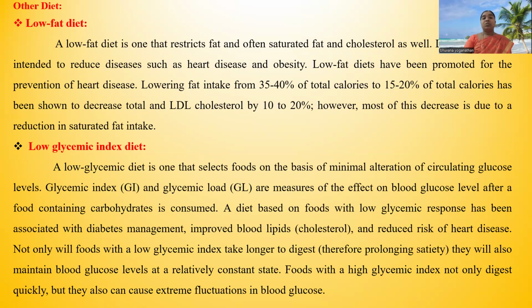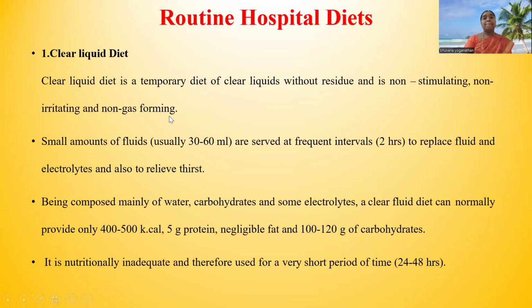Based on this data, the low glycemic response has been associated with diabetes management and improved blood lipids. Foods with a low glycemic index take longer to digest, and prolonged satiety will also maintain the glucose level at a relatively constant state. Food with a high glycemic index not only digests quickly, but also causes extreme fluctuation in the blood glucose level.